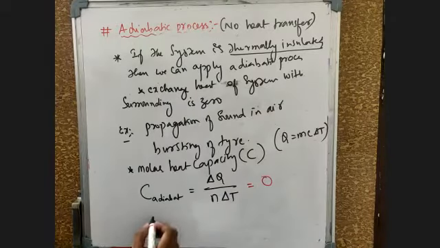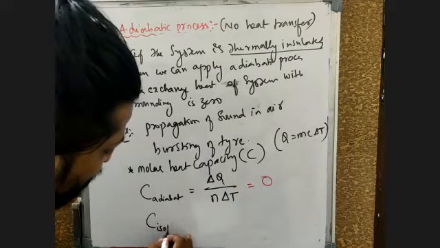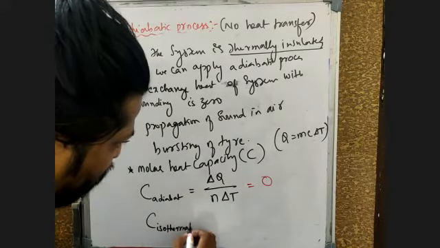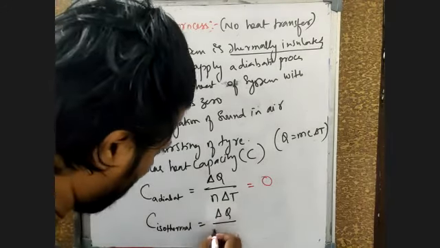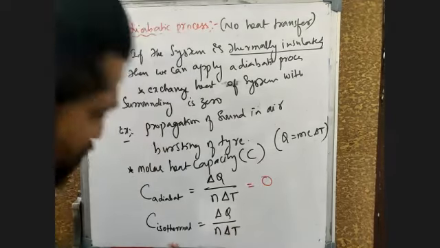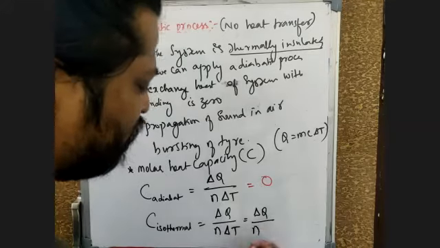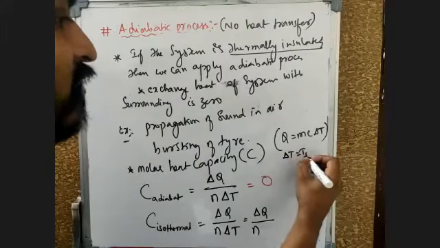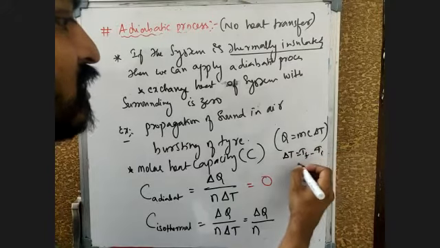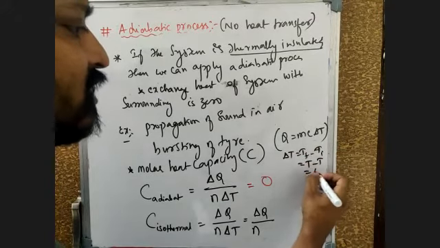Now, for the isothermal process, molar specific heat is equal to delta Q by n into delta T. Isothermal means temperature is constant, so the final temperature and initial temperature are the same. So delta T will become T final minus T initial, and T final is T, T initial is also T. That is zero.